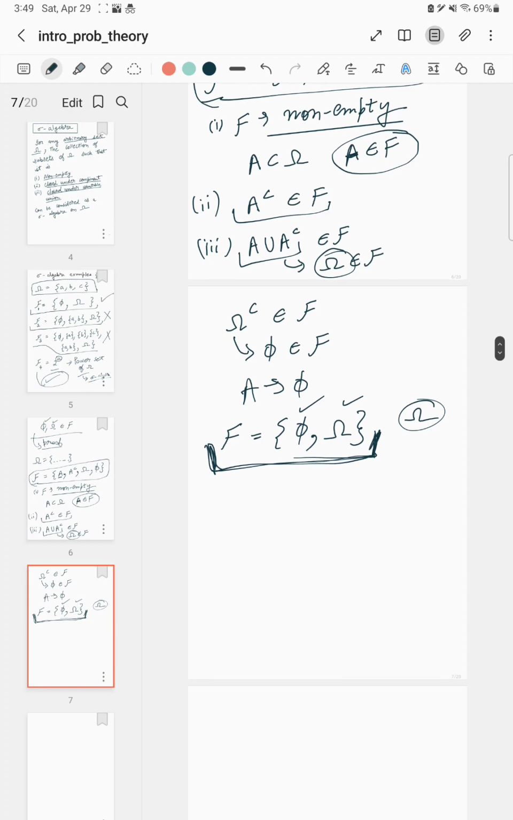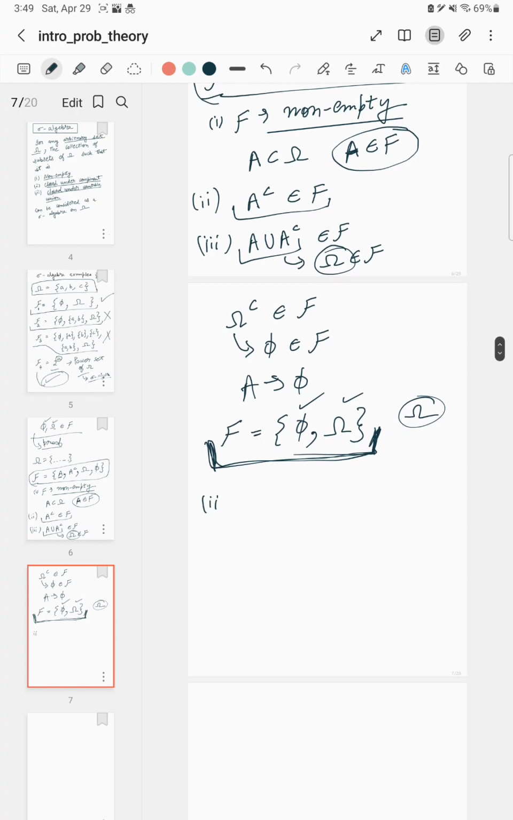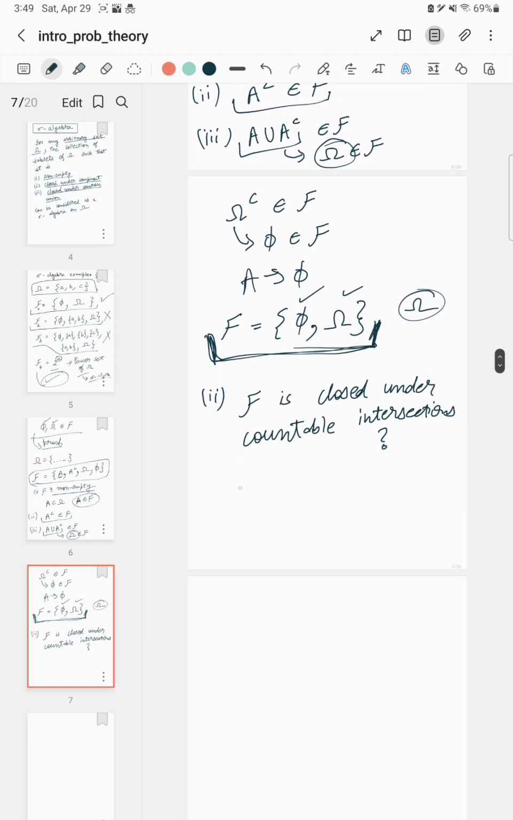I have another property, which is that F is closed under countable intersections. So why is that? Let's see. What this statement means is that let's say we have a few subsets of omega, let's say A1, A2 till AK, which are subsets of omega, and A1 intersection A2 intersection AK.